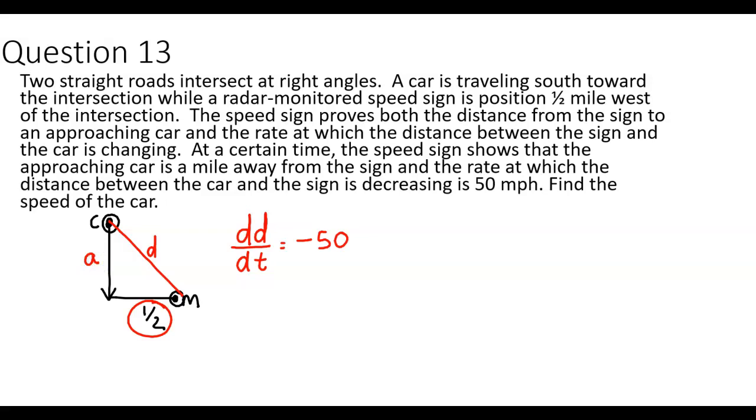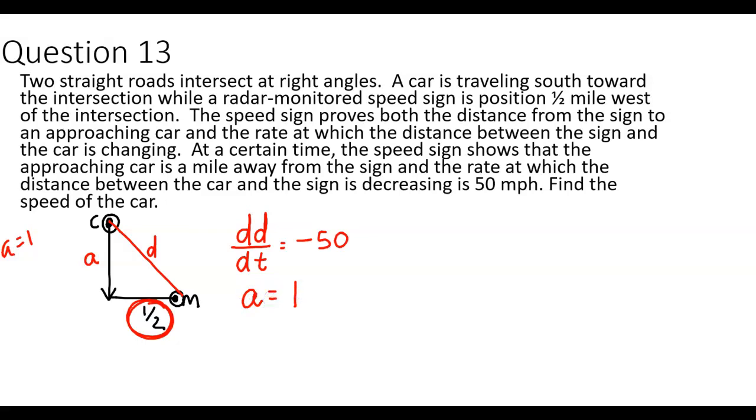And we know that at some point in time, a equals 1, but the distance that the car is from the intersection is constantly changing. So when you draw your pictures, you want to put variables for the things that are changing, and you could put numbers for the things that aren't. Like, I'm going to leave this as a half because the sign never changes its distance from the intersection. It's probably sitting on a pole buried in the dirt, right? So there's that. But we do know that at some point in time, a equals 1.